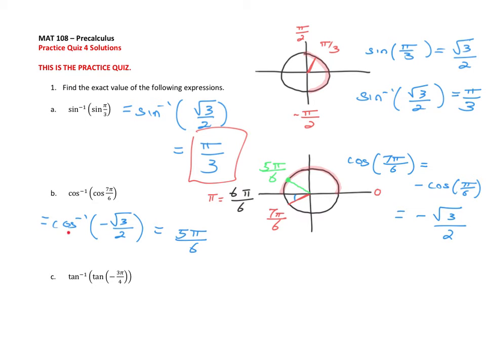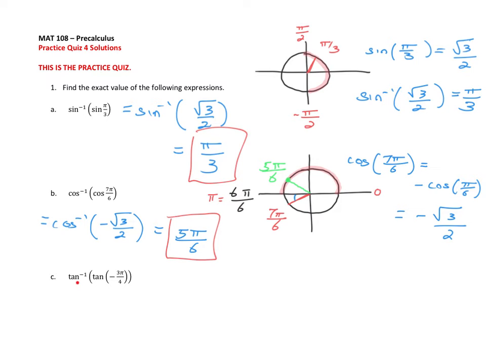The reason is cosine inverse can only give you an answer between 0 and pi, so you're not allowed to use 7 pi over 6. You have to find an angle from here to here where the x values are the same. By the symmetry of the circle, I arrived at 5 pi over 6, and that's the answer.